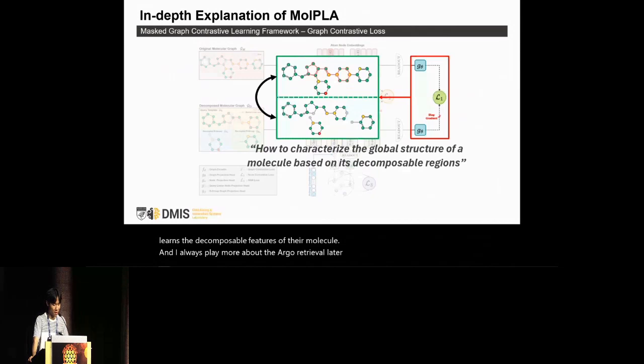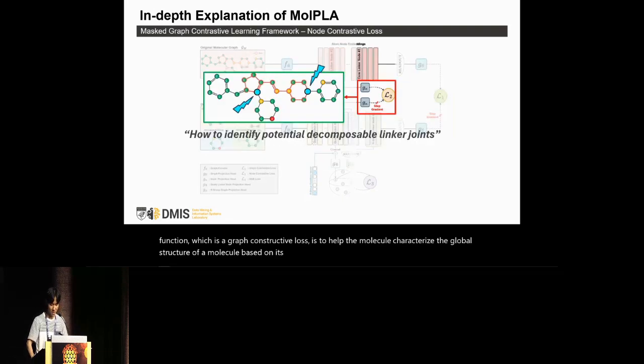So the purpose of the first loss function, which is a graph contrastive loss, is to help the molecule characterize the global structure of a molecule based on its decomposable regions. And the second one focuses more on helping the molecule identify the potential decomposable linker joints, meaning that once we're given two different node representations and plug it into the contrastive loss, we get to help the molecule identify which nodes are prone to be decomposed, which will be further used in other tasks.